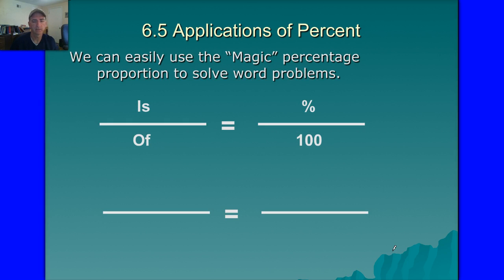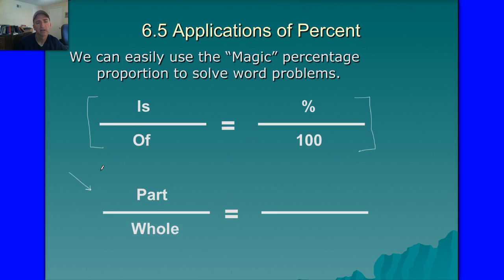So, this is what I showed you originally. Is over of is percent over 100. And that translates into the is basically the part. So this proportion, I'm now going to translate it down here for you for applications, for how you can solve it in the real world.